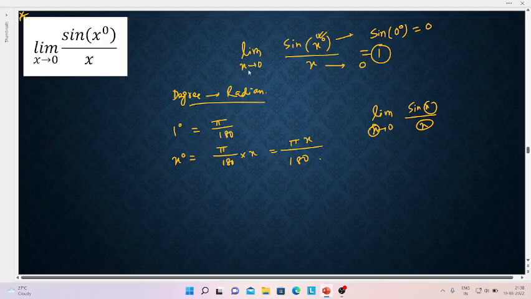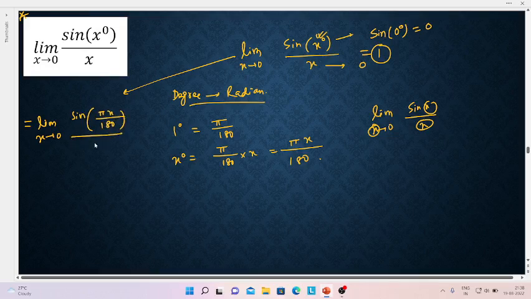Right? So can we write down this particular limit as limit x tends to 0 of sin(pi x upon 180) upon x? Is that right or not? So it's basically limit x tends to 0 of sin((pi upon 180) into x), right, upon x.